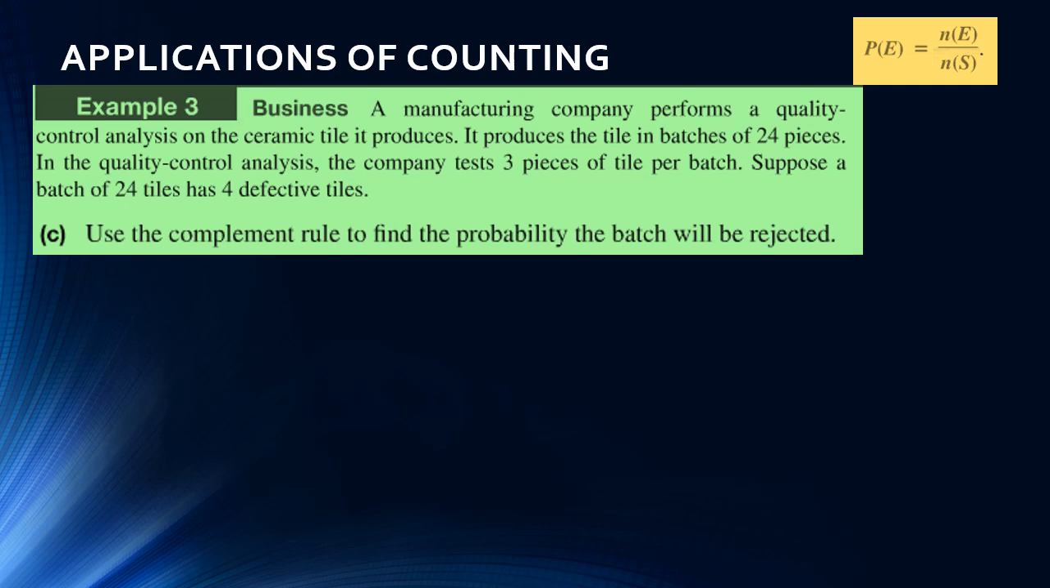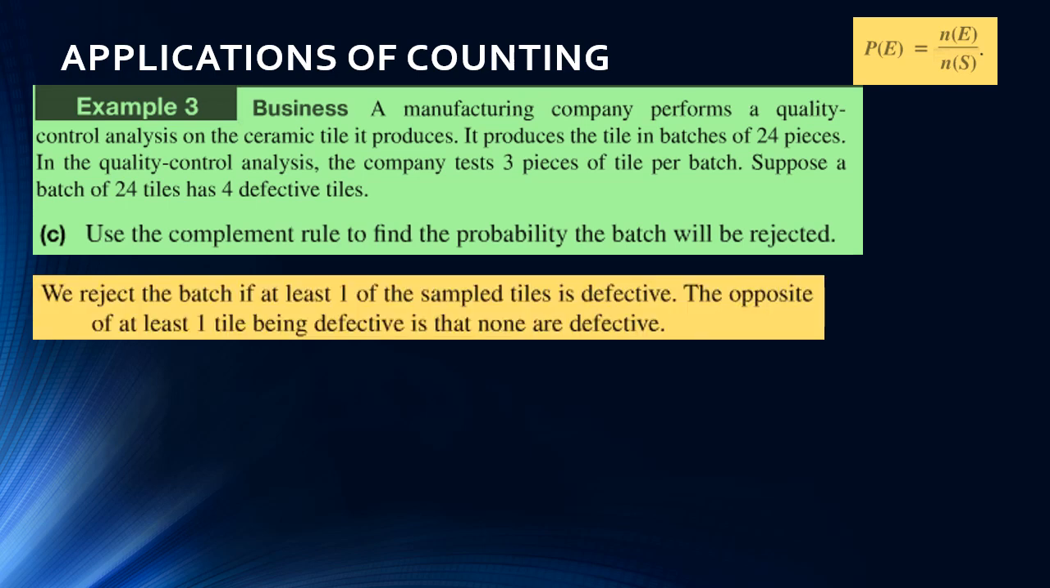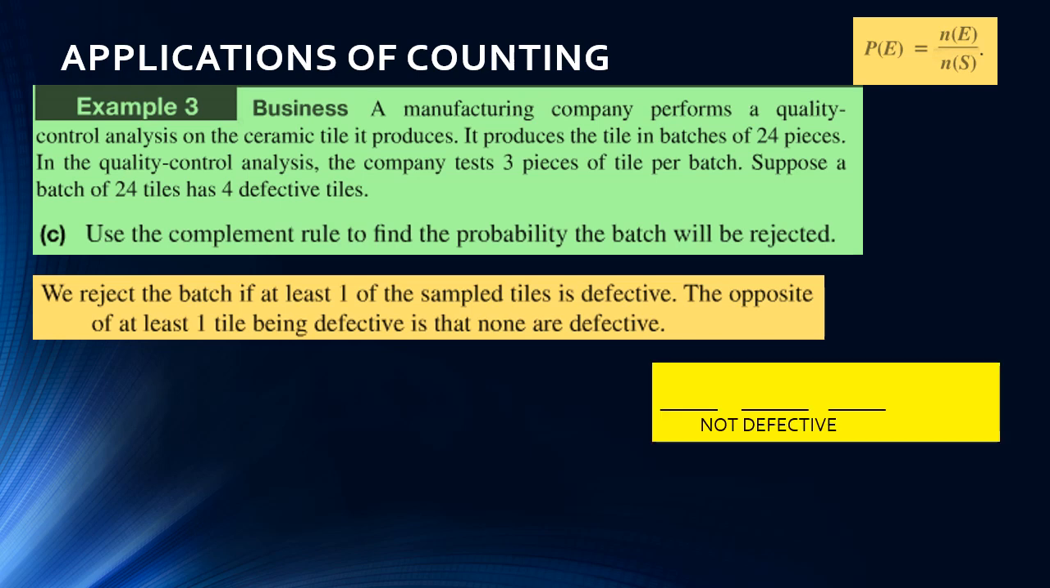Part C, the same problem. Use the complement rule to find the probability the batch will be rejected. Well, we already know this because this is the same question as Part B. So we already have the answer that we just got in Part B, but this is asking us to find it in a different way. Okay? We reject the batch if at least one of the sampled tiles is defective. The opposite of at least one tile being defective is that none are defective.